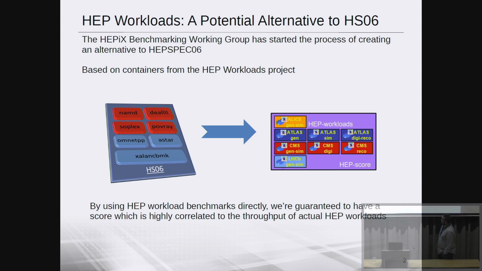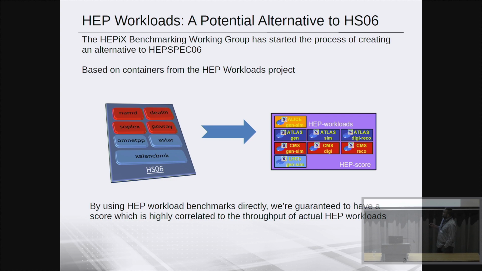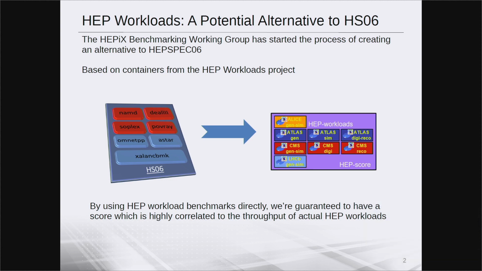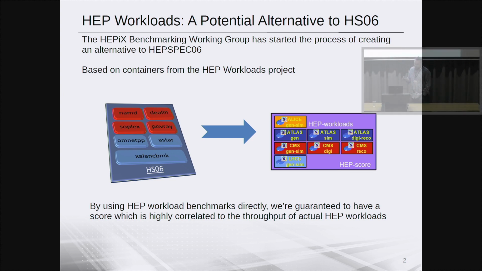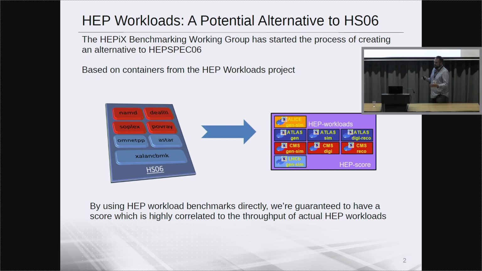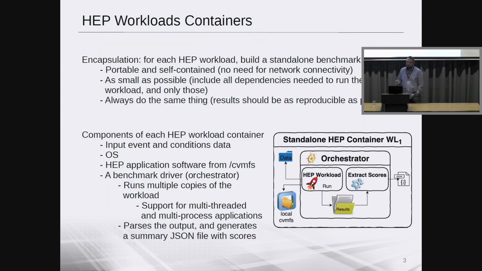And so instead of basing this on the all CPP benchmark components of SPEC CPU 2006, we're actually taking code from the LHC and putting it into containers and using that as the benchmark. So what's nice about that is, whereas before we did studies to obtain a correlation with the LHC experiments' software performance, now by using the actual HEP workloads, we're guaranteed to have the same exact performance.